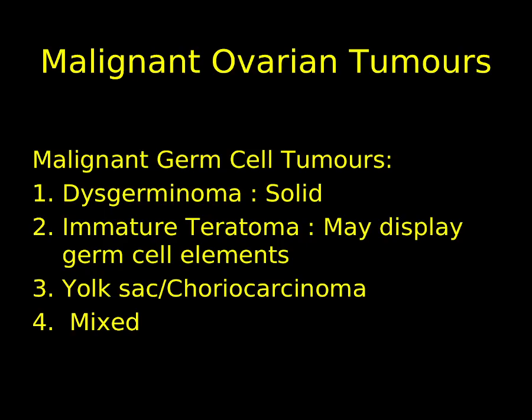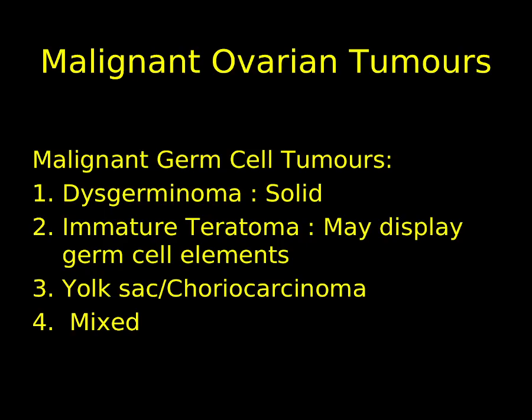But just quickly, the malignant germ cell tumours can be dysgerminomas, which are the female equivalent of a seminoma. They're generally solid. There can be immature teratomas. They can display all the usual germ cell elements like hairs, sebaceous cysts, fat, that sort of thing. They can be difficult to tell from their more benign counterparts. And then we can have yolk sac or choriocarcinoma tumours, which are highly malignant, and some mixed tumours.